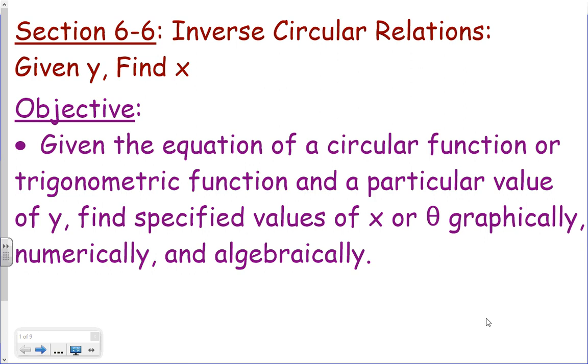So the objective here is, given the equation of a circular function or a trig function and a particular value of y, so you know the output, find the specified values of x or theta graphically, numerically, and algebraically. Graphically and numerically won't be as difficult as doing it algebraically. That's what we're definitely going to find.